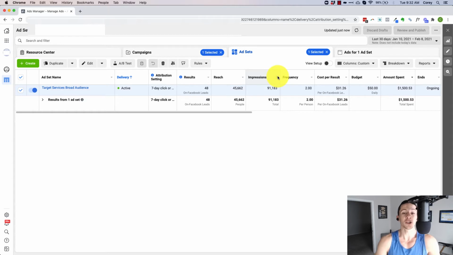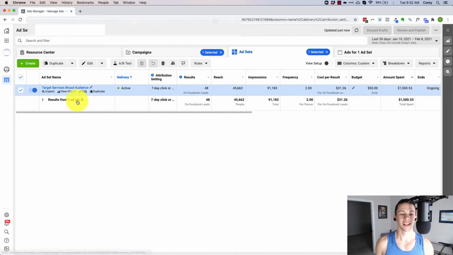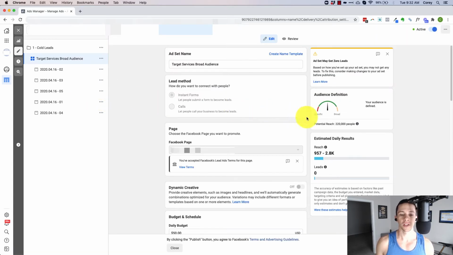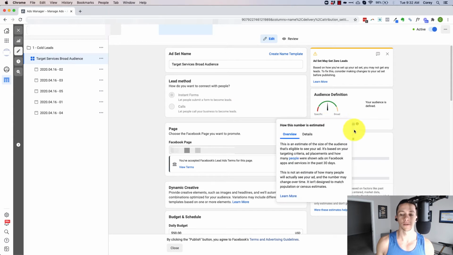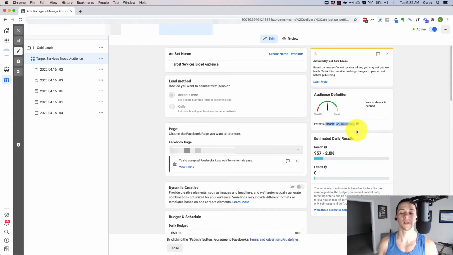And it has been totally unchanged. We have not created any new ads. We have not edited anything. And it's really just running to a very small audience. So if we were to click on this here and click edit, you'll see that our potential reach right here is 220,000 people. That's it. That's a pretty small audience.